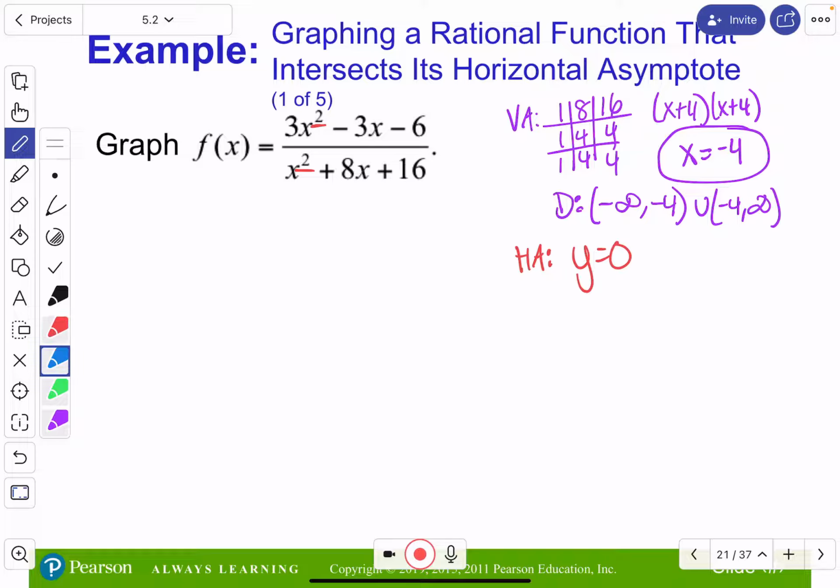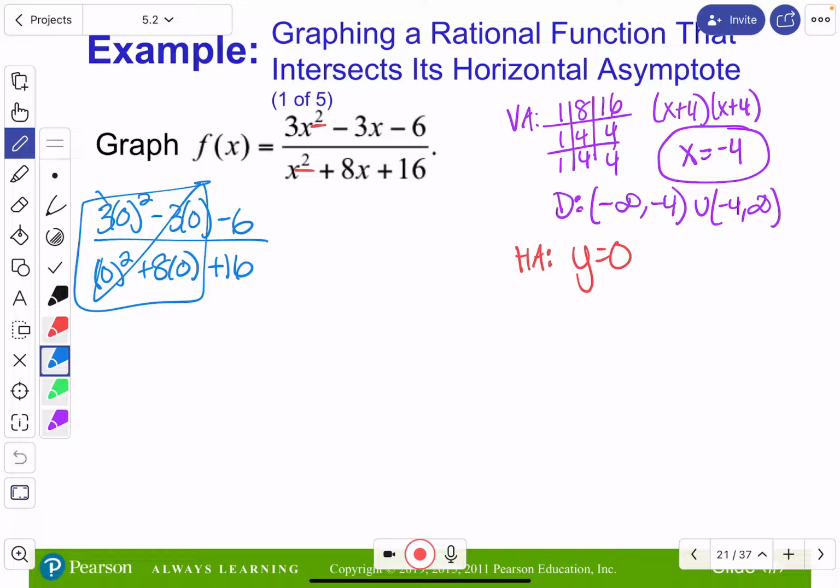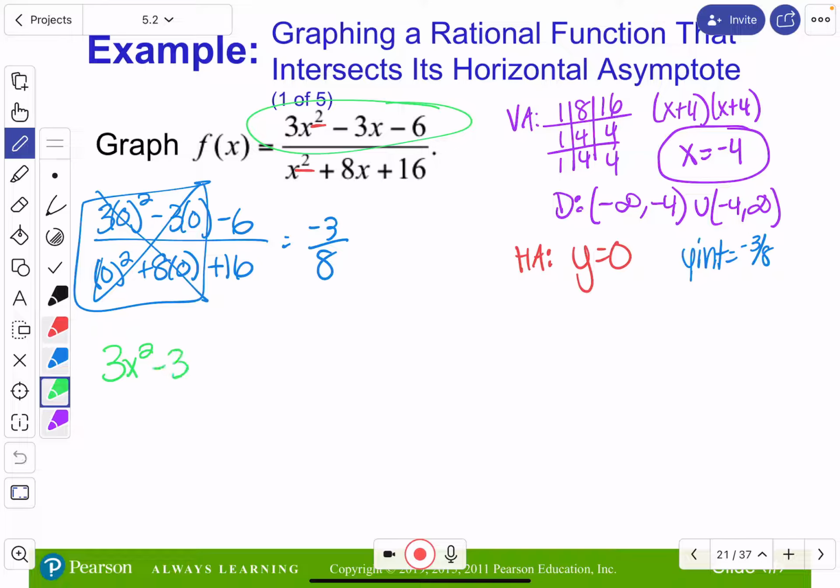Y-intercepts, we plug in 0 for x. So 3 times 0 squared is 0, minus 3 over 6, same thing on the bottom. All of this is going to cancel out because of the 0, so we get -6 over 16, which reduces to -3 over 8. So our y-intercept is -3/8. X-intercept, we make the top equal 0. So we tic-tac-toe.